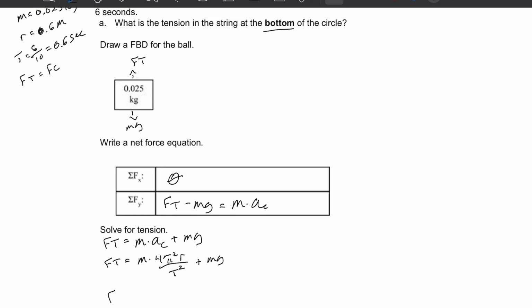Because we know acceleration is v squared over r, we're going to square velocity. Velocity is 2 pi r over T. Then we square it, divide by r, and we're left with 4 pi squared r over T squared. When we plug in our numbers, we would have 0.025 times 4 pi squared times 0.6 divided by 0.6 squared, plus the mass 0.025 times g, gravity, 10.